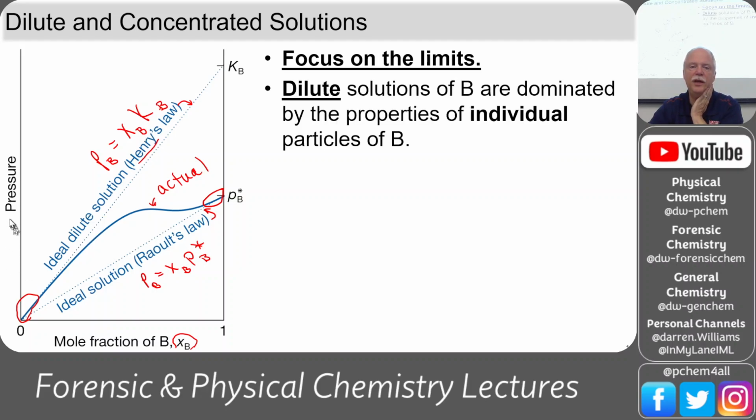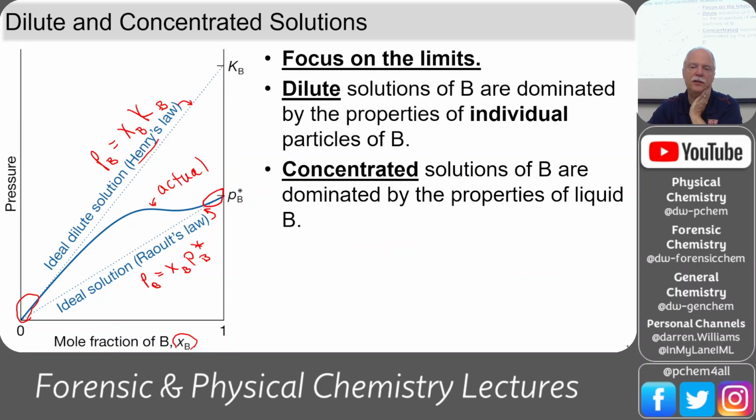Dilute solutions of B are dominated by the properties of individual particles of B. Concentrated solutions of B are dominated by the properties of liquid B. So if you have a dilute solution, B is already kind of acting like a gas. It doesn't know there are other B atoms or molecules around. It's already dispersed, and so it may come out of solution a lot more. In this case, the actual vapor pressure is much higher than the ideal vapor pressure.